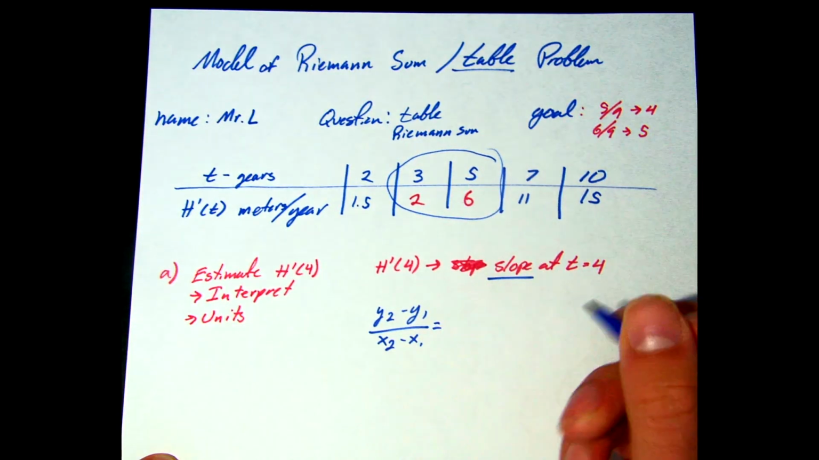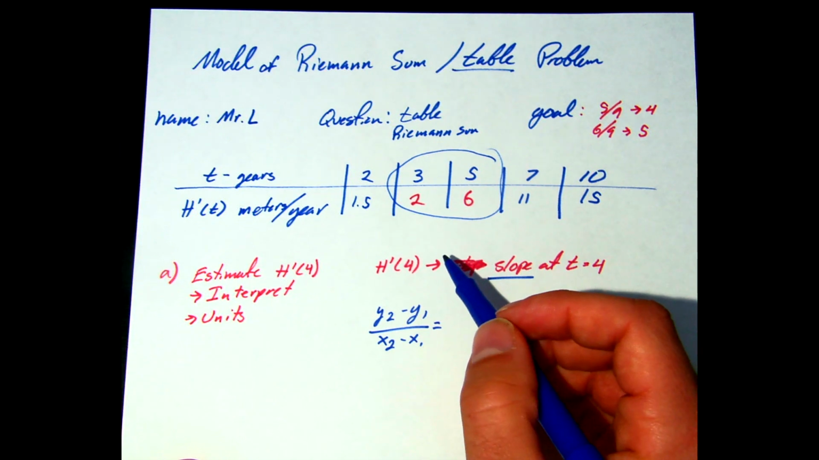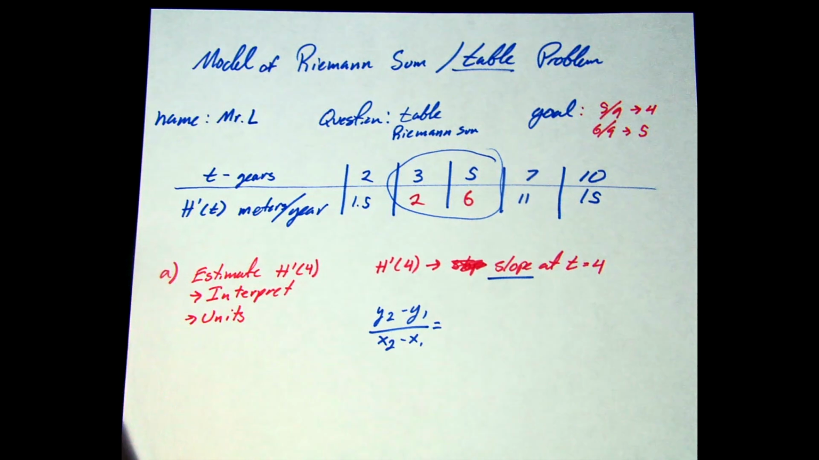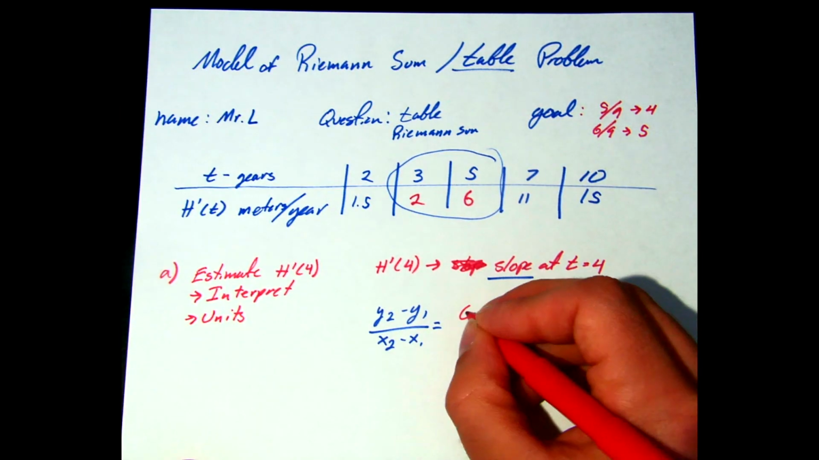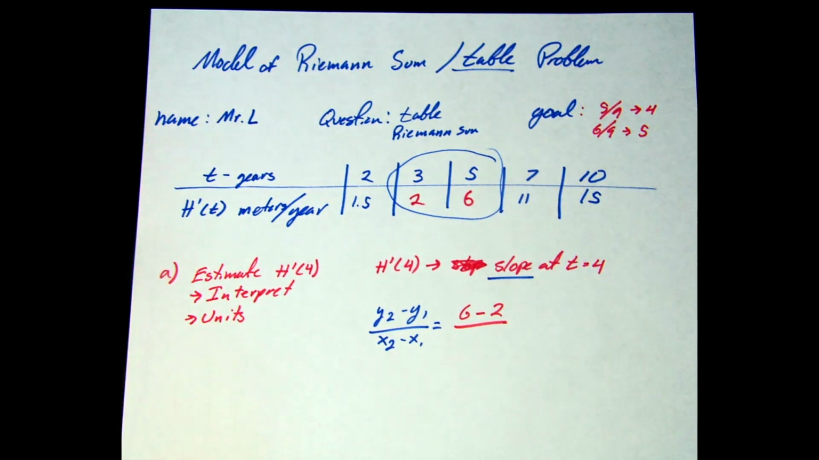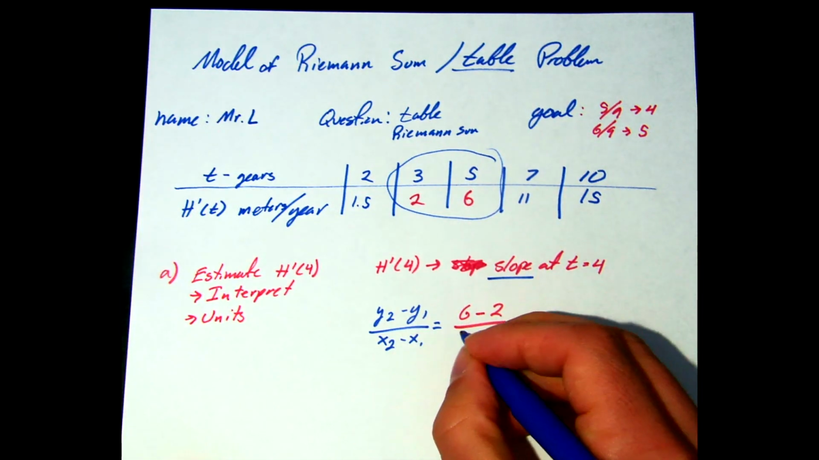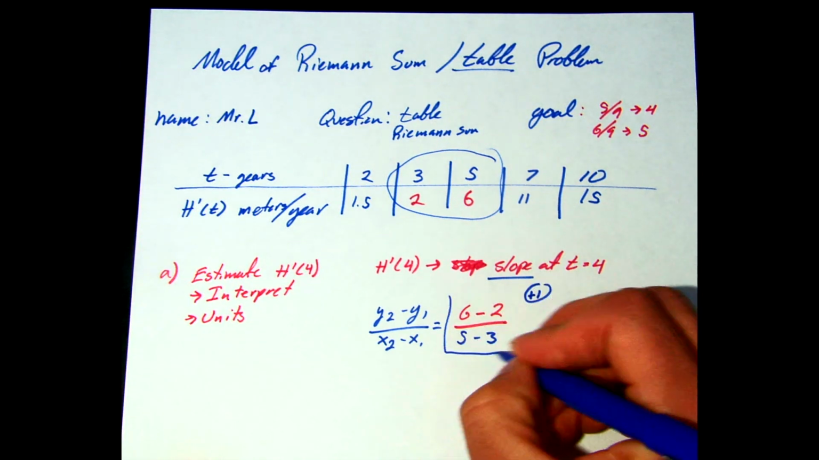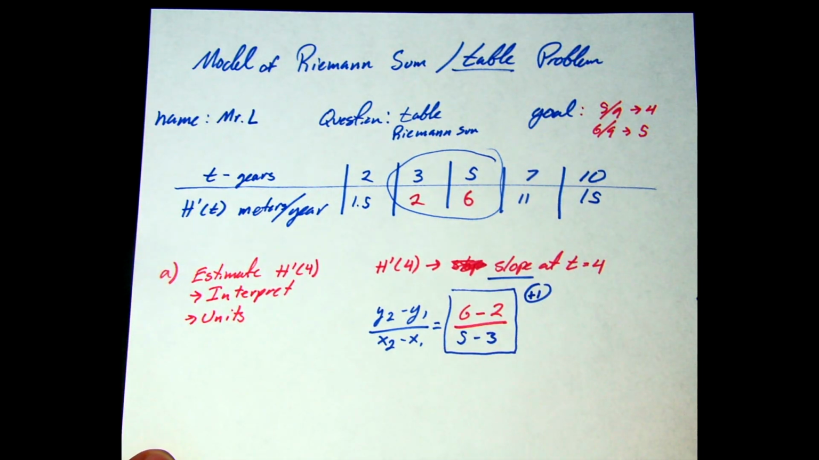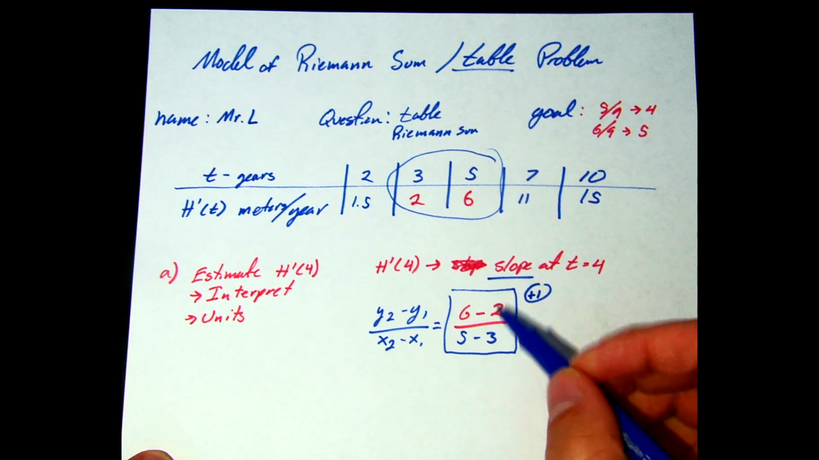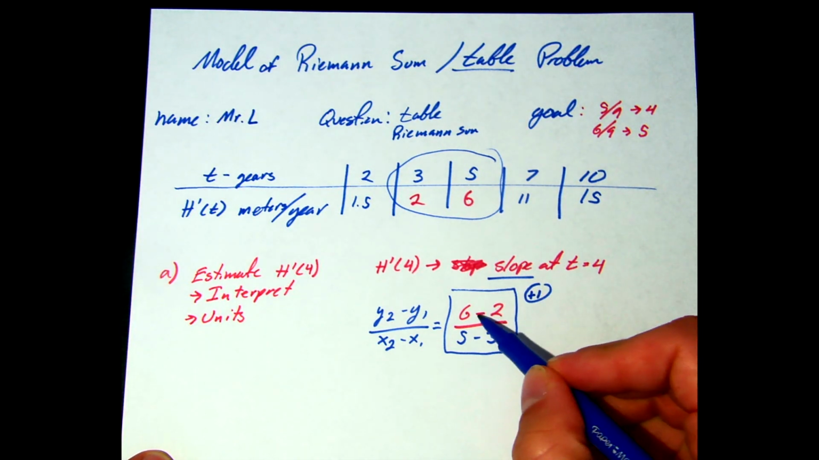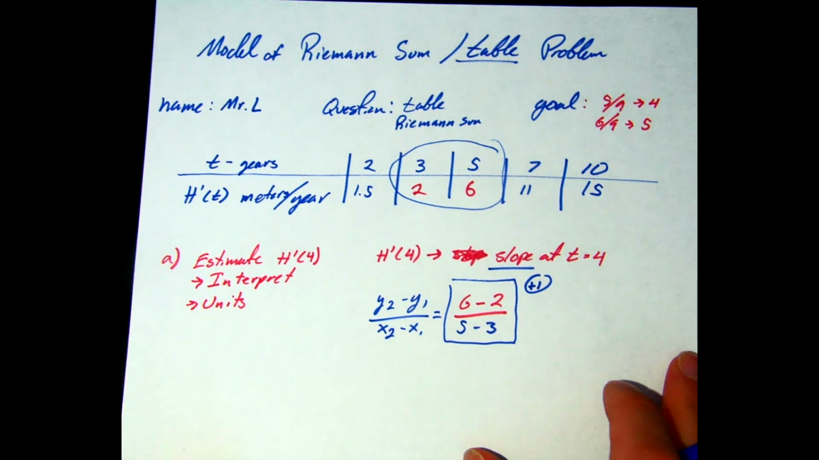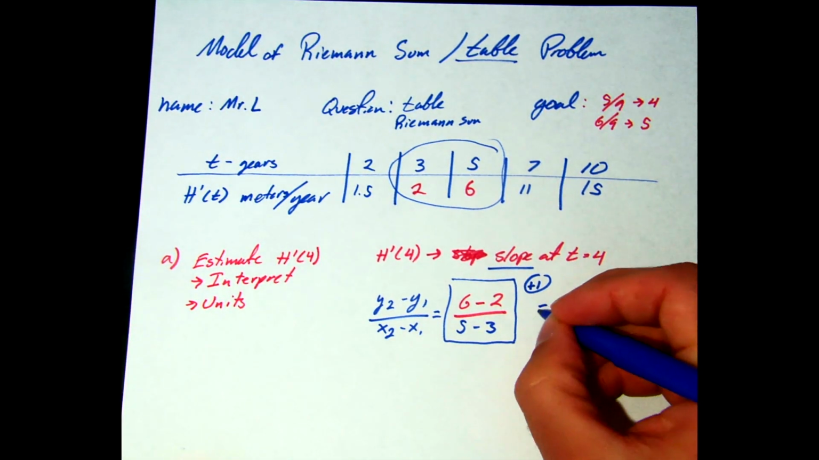So let's plug this in. On top, I would have my h of t, so it would be 6 minus 2, over 5 minus 3. And actually, this is the first point right here. If you show what's called the difference quotient, you get the point. They call it the difference quotient because the difference means subtraction, and the quotient means division. And this, of course, simplifies to 2.